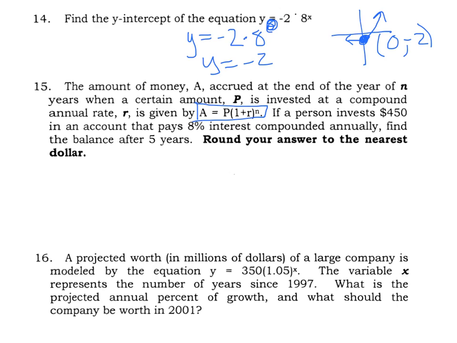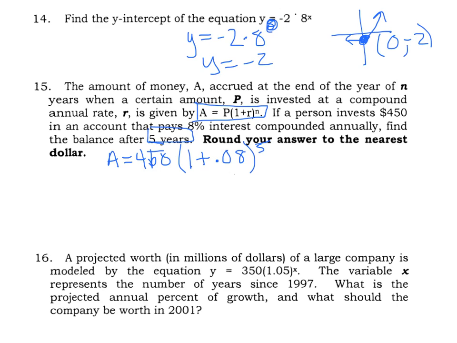So we've got a person investing $450. That is our principal, $450. And we're going to do 1 plus the interest rate. Now remember, the interest rate's as a decimal, so 8% is actually 0.08. And then we're going to raise that to the n, or the way you've seen it, we raise it to the t power. And the time factor here, as it states in the problem, is 5 years.